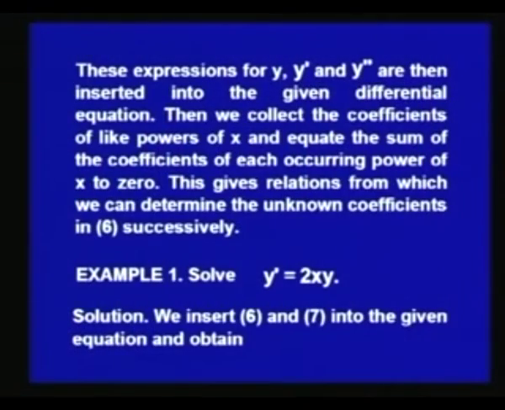Now, these expressions for y' and y'' are then inserted in the given differential equation. We then collect the coefficients of like powers of x and equate the sum of the coefficients of each occurring power of x to 0. This will give us relations from which we can determine the unknown coefficients which occur in the equation 6 successively.